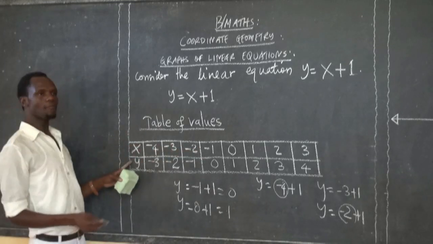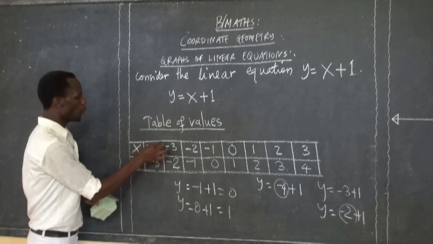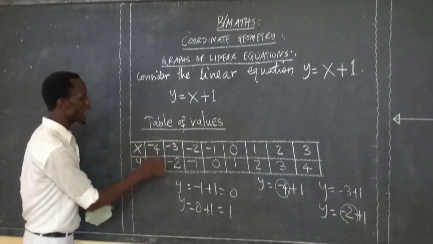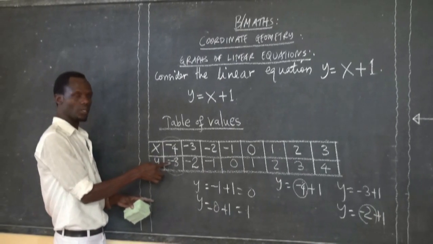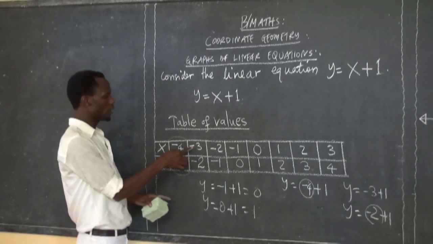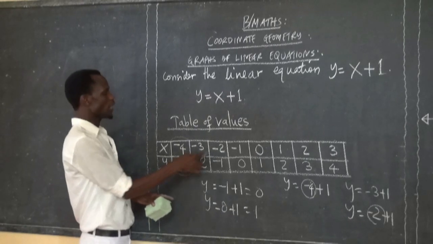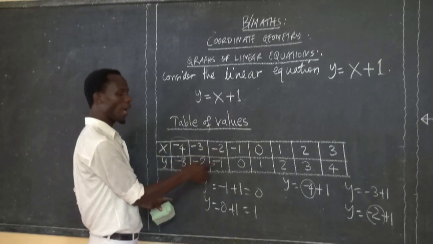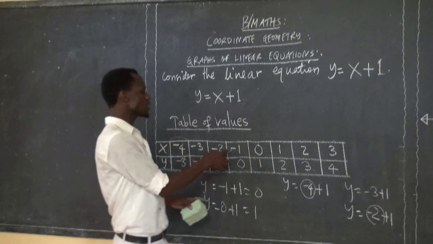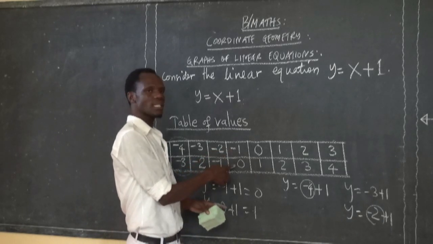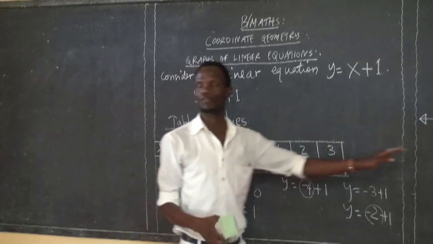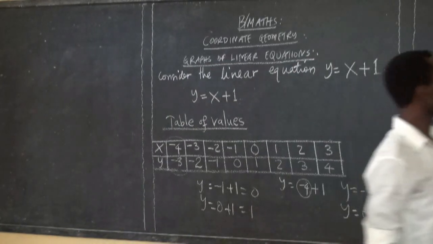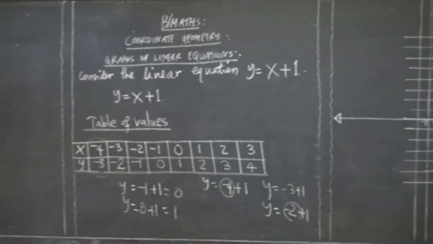Every term, every point. Now, the first point here, x is negative 4, and then y is negative 3. Here, x is negative 3, y is negative 2. Here, x is negative 2, y is negative 1. Here, x is negative 1, y is 0. You represent these points in the graph. Here is the graph I've drawn.